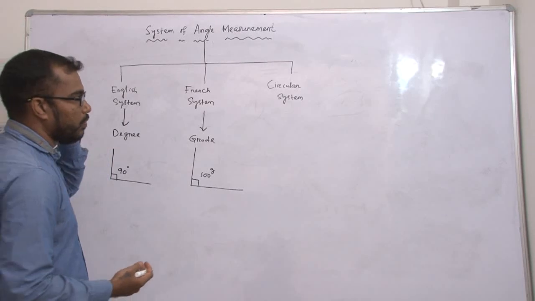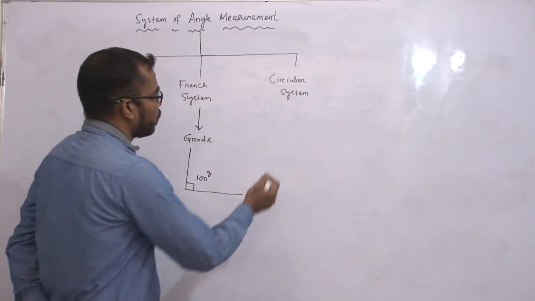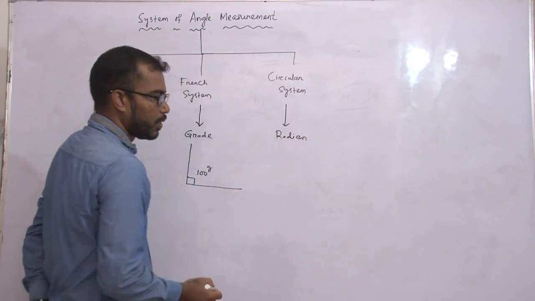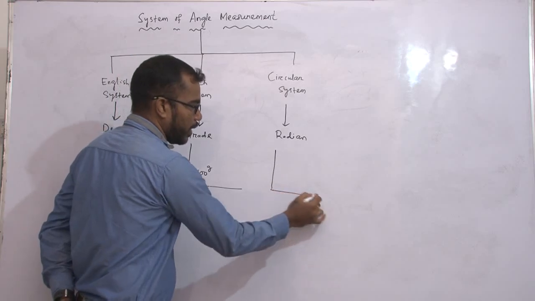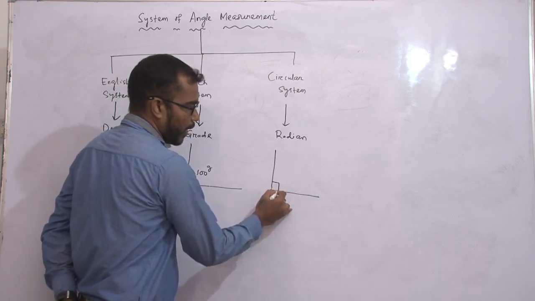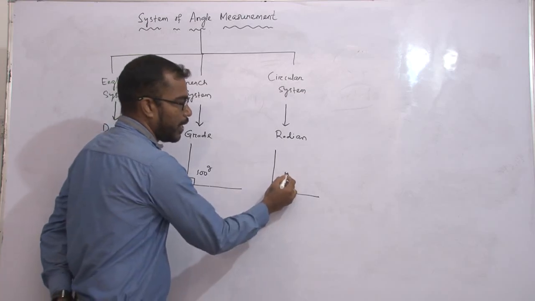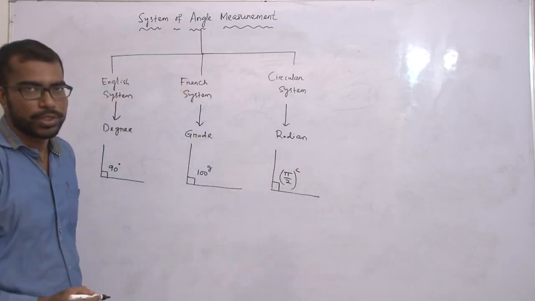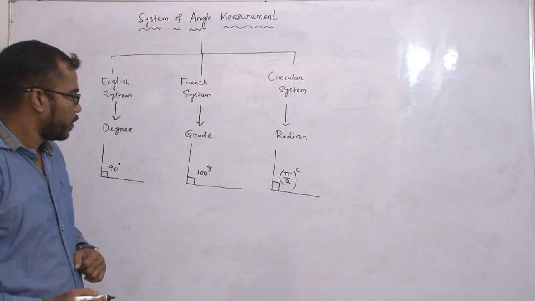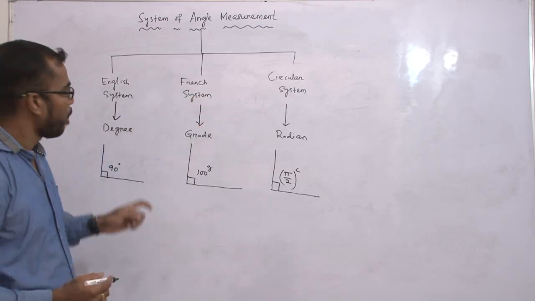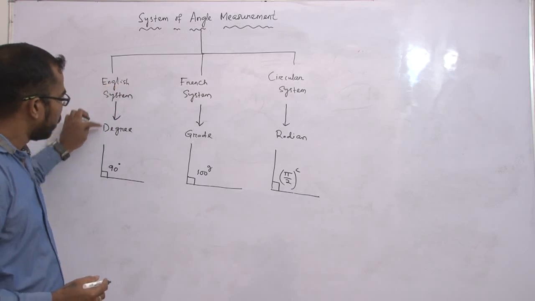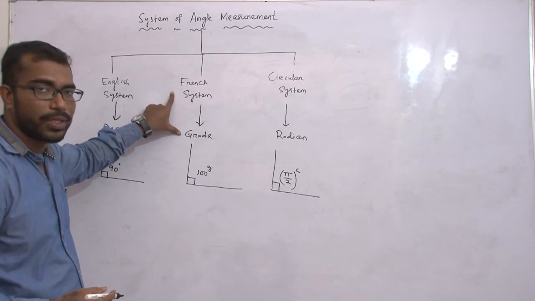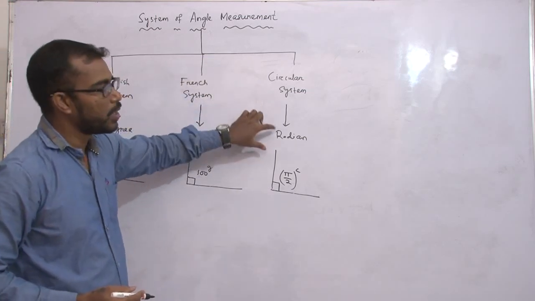And the third one is the circular system, and the circular system is denoted in radians. That means in a right angle triangle, this angle is denoted in radians. That is pi by 2. We denote it with C, so it is denoted by radian. So these are the three systems. The English system, which is denoted in degrees. The second one is the French system, denoted in grades. And the circular system is radians.